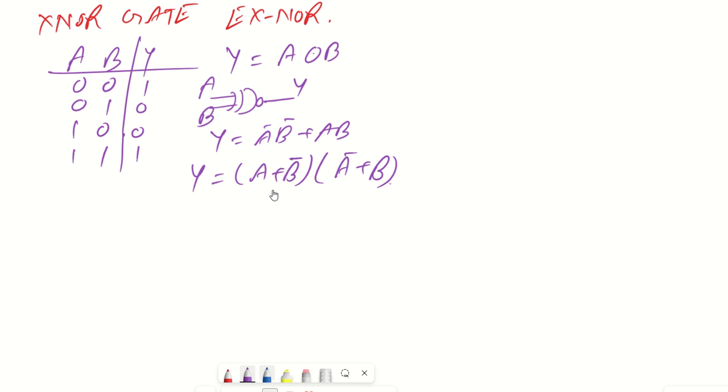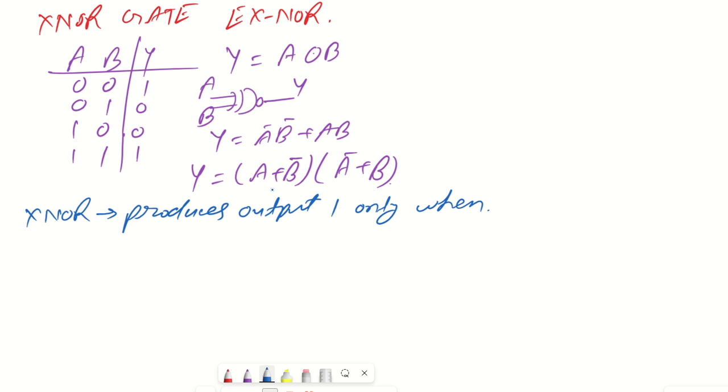Now one more thing we can see from the result is that my XNOR gate produces output as 1 only when, see, my output will be 1 when the number of inputs that are 1 is even. Basically, when an even number of inputs are logic 0. Okay, we'll talk about zeros. So when an even number of logic zeros are inputs, then the output will be 1.